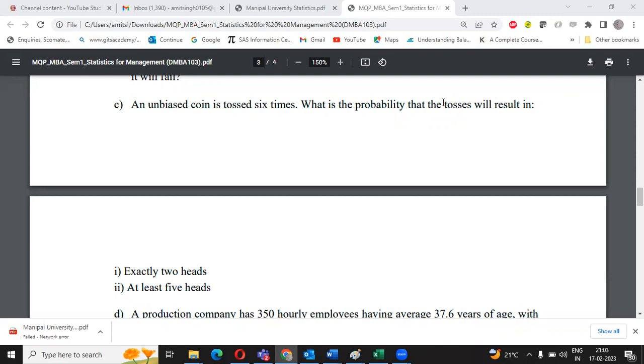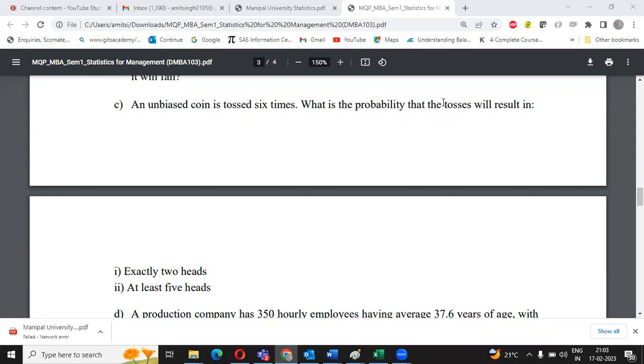In this class, I'm going to discuss the problem related to probability. I believe you are pretty clear with the concept of probability. You know that the total sum of the probabilities of individual outcomes is one.